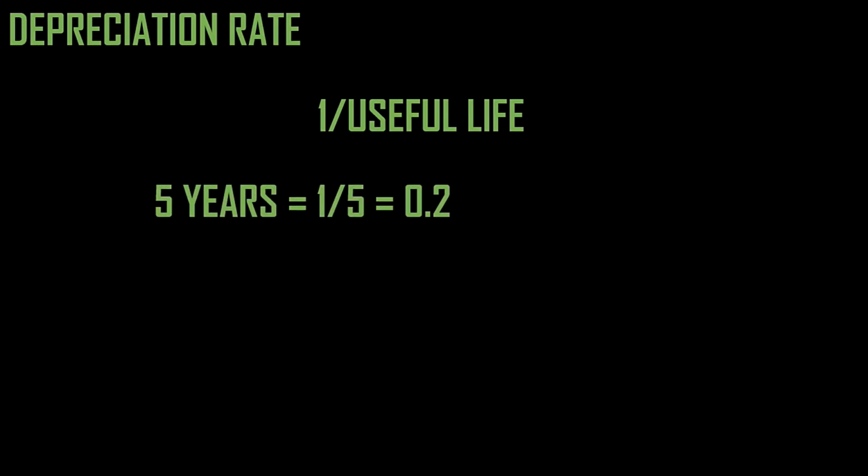Now, before moving on to the next calculation method, another simple concept. The concept of depreciation rate. Depreciation rate is the rate of depreciation. Easy. The rate at which the value is declining. There are different ways of calculating the depreciation rate, but the simplest way of calculating the rate is dividing the useful life from 1. So, if the useful life is 5 years, then the depreciation rate is going to be 1 divided by 5, 0.2 or 20%.